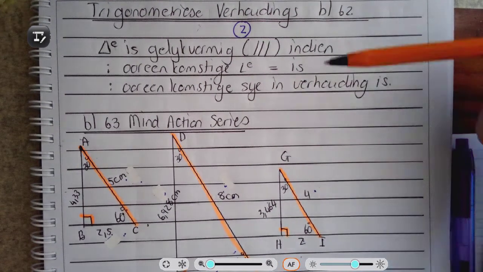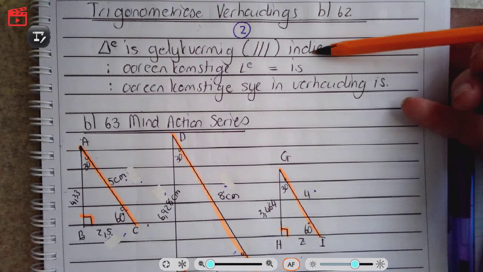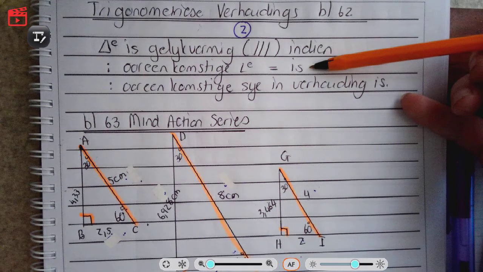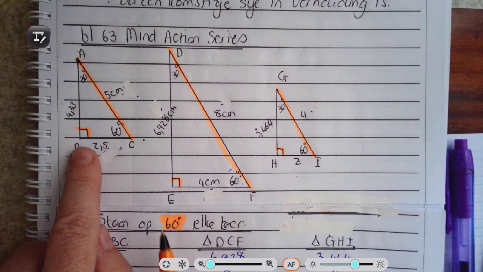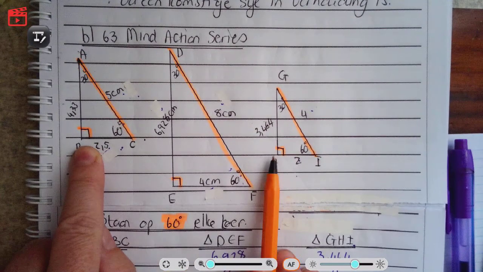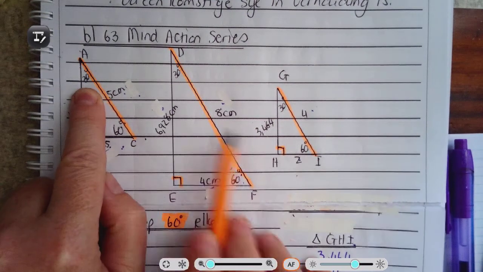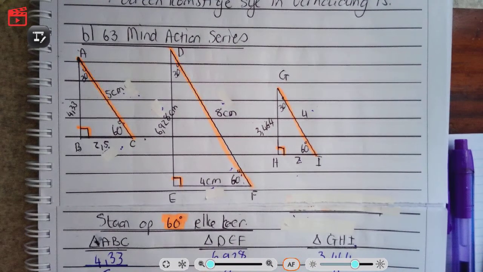Trig gebruik slegs gelykvormige driehoeke, similar triangles. Hulle is gelykvormig indien hulle ooreenkomstige hoeke gelyk is. Nou kom ons kyk na ons prentjie hieronder. 90, 90, 90. 60, 60, 60. 30, 30, 30. So the corresponding angles are equal.